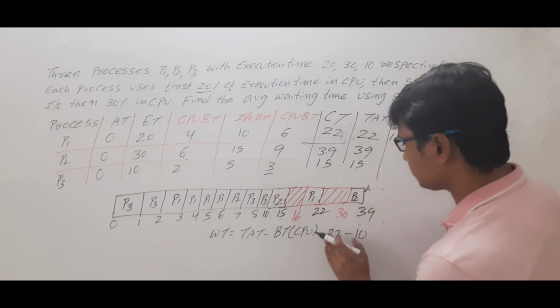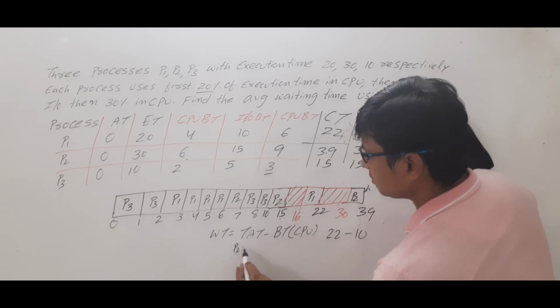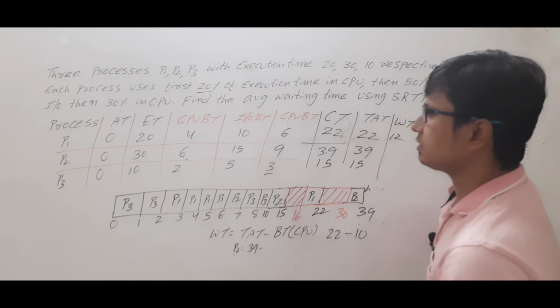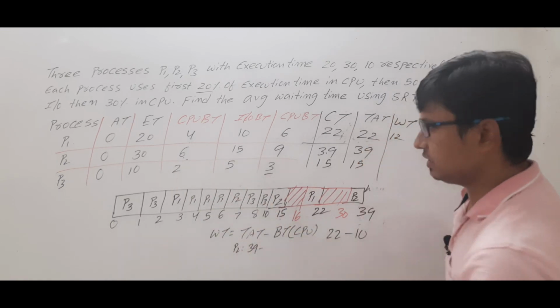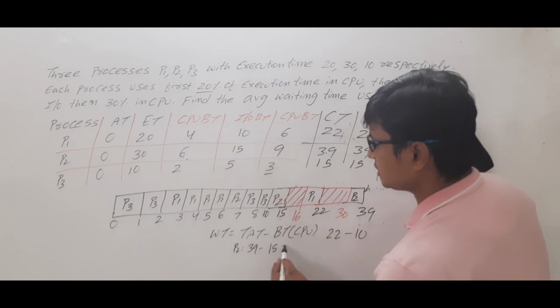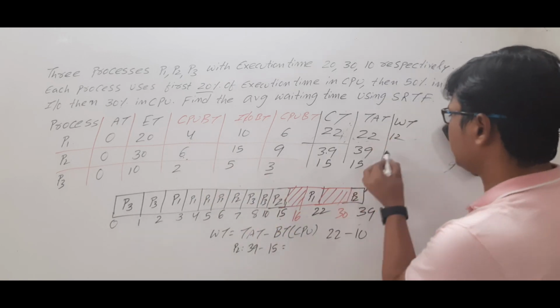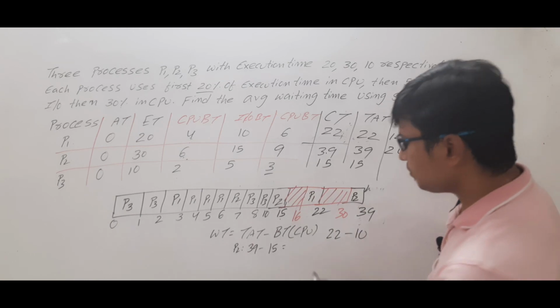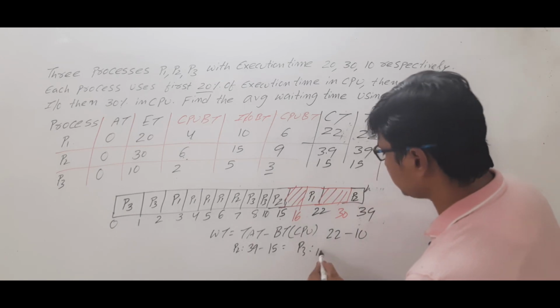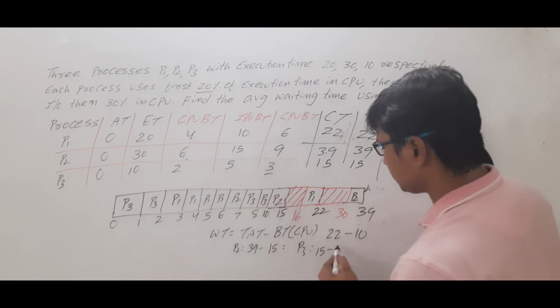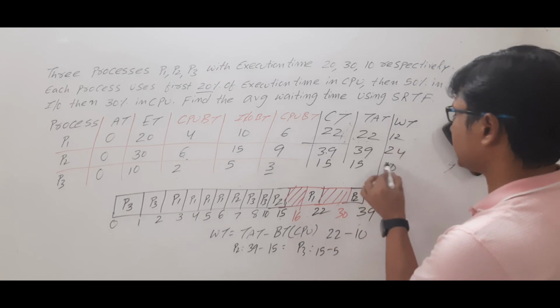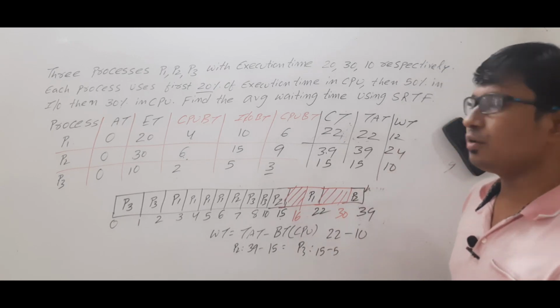And for process P2, the turnaround time is 39 and the CPU burst time is 15, 6 plus 9 is 15, so the waiting time is 24. And for process P3, the turnaround time is 15 and the CPU burst time is 5, so it will be 10. Okay, so we got the waiting time.